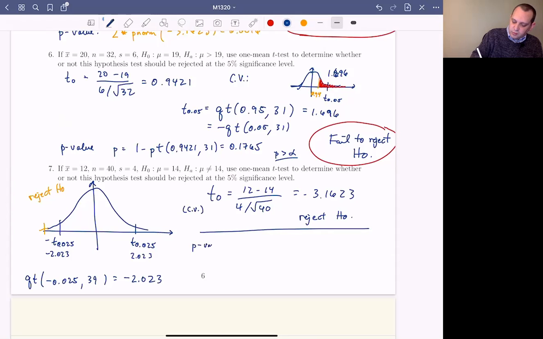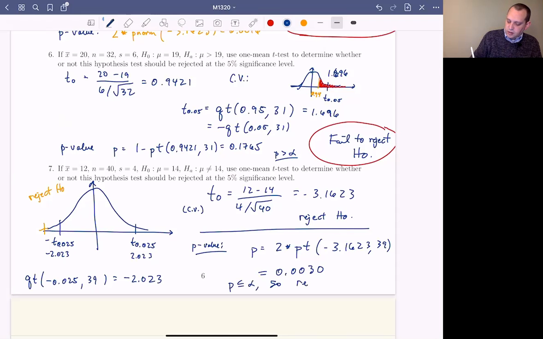Alternatively, we could do the p-value approach. In the p-value approach, what we'll do is we'll compute the p-value, and p is going to be 2 times the probability of getting something as rare as negative 3.1623. We're going to have 39 degrees of freedom. It works out that this is going to be 0.0030. So since p is less than or equal to alpha, alpha is 0.05, p is 0.003, p is less than or equal to alpha, so we reject the null hypothesis.